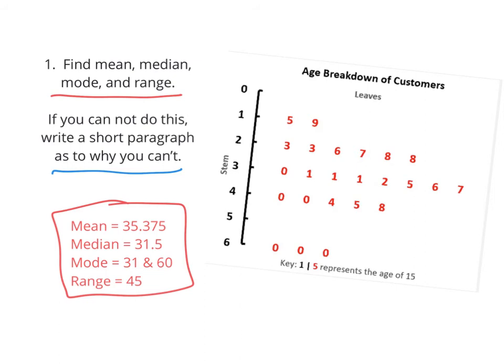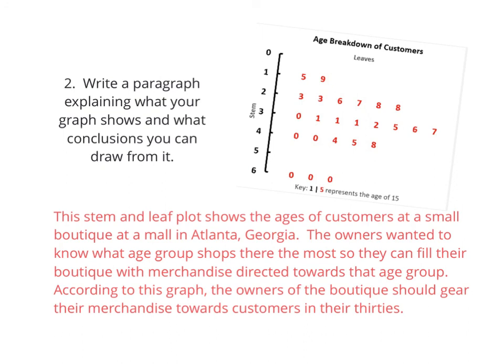Once you're done with that, the second thing you're going to do is write a paragraph, not just a sentence, but a paragraph explaining what your graph shows and what conclusions you can draw from it. So my stem and leaf plot are ages of customers. It says age breakdown of customers at a small boutique at a mall in Atlanta, Georgia. It's actually something my sister was dealing with.